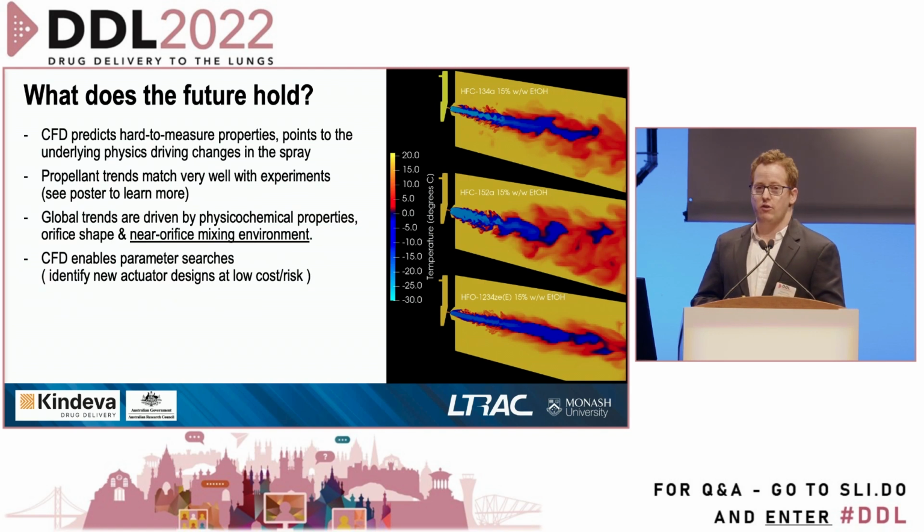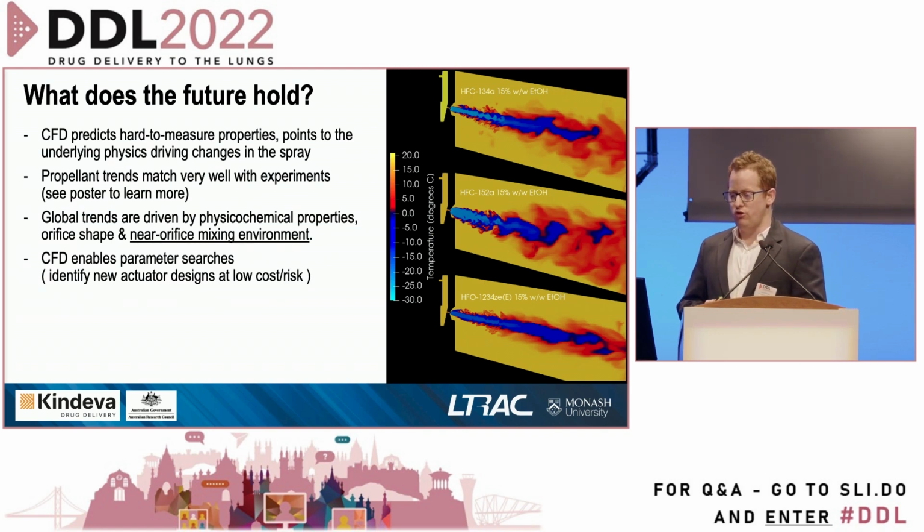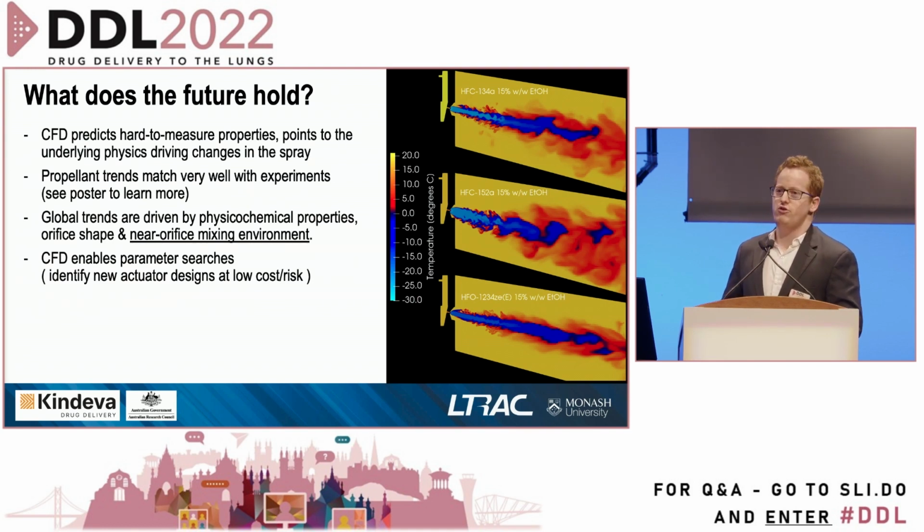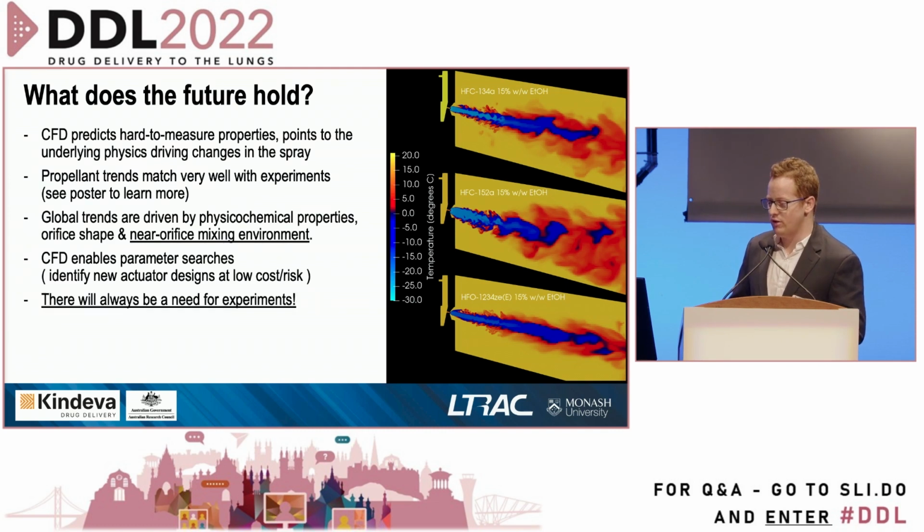What the CFD allows us to do, these computer models, is to cheaply do large parameter searches at very low cost and low risk. We can just shoot for the moon and try something crazy, come up with any orifice actuator design or shape or size that we want and just see what happens at very low cost and risk.